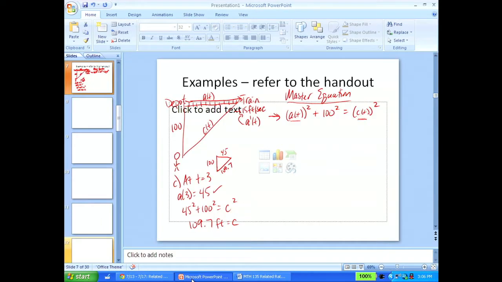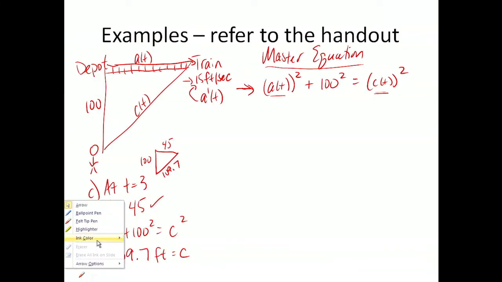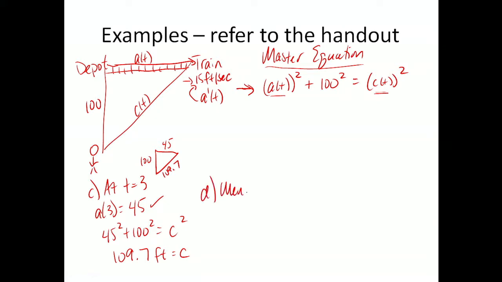Okay, so this is still just another sort of lead-up question. So what is that saying? That's saying I'd like to know when the C side, the hypotenuse side, is 125. That's what it's asking, right? So part D here is asking, when is C, the C side, equal to 125?